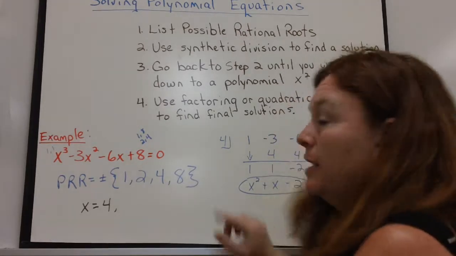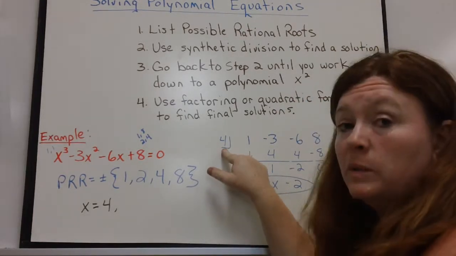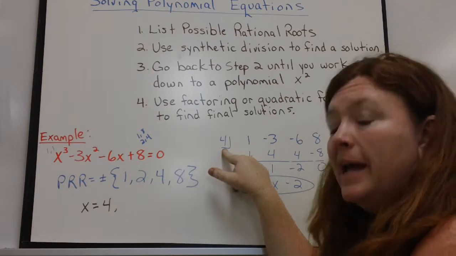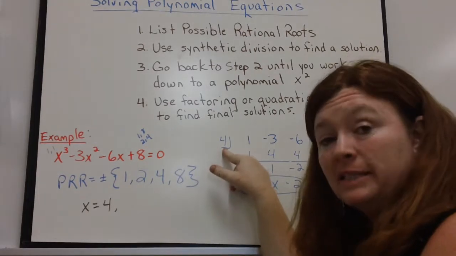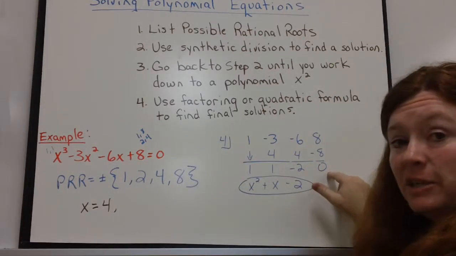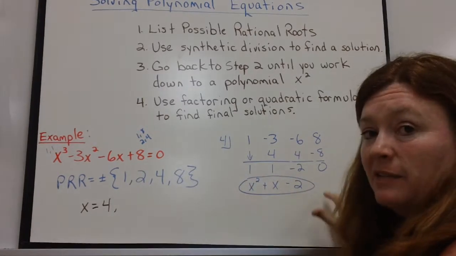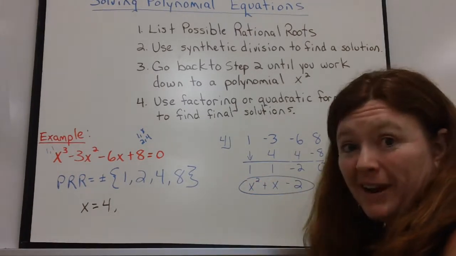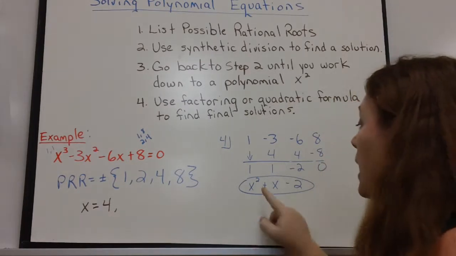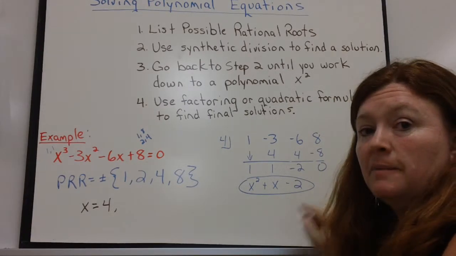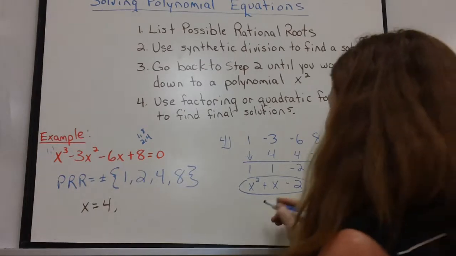That's what I'm doing. I found that 4 was a solution. X minus 4 is a factor because I have a 0 remainder. So what I'm going to do is take what I have left over after I divide it, and I'm going to go from there and break this down. I am looking at an x squared. I can factor this.